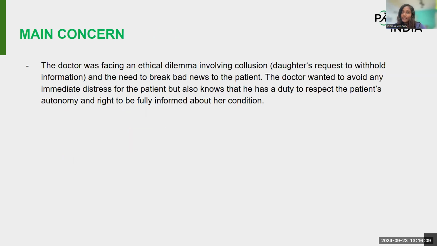So the main concern: the doctor was facing an ethical dilemma involving collusion. So the doctor's request to withhold information and the need to break bad news to the patient. The doctor wanted to avoid any immediate distress for the patient, but also knows that it is his duty to respect the patient's autonomy and right to be fully informed about her condition.